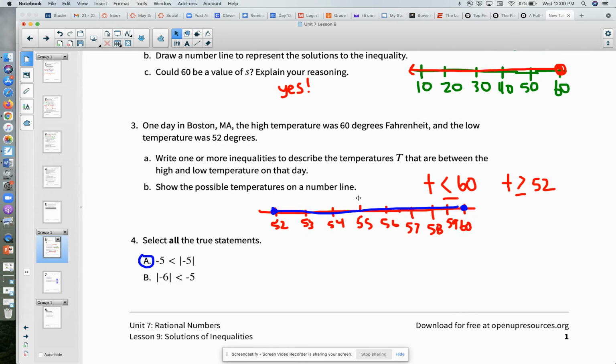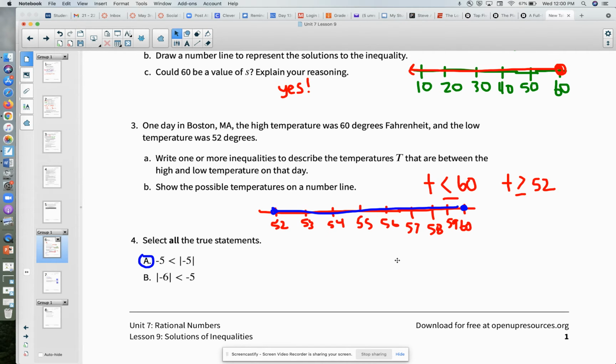On number 3, one day in Boston, the high temperature was 60, the low was 52. Write one or two more inequalities for T. So T can be less than or equal to 60, and T can be greater than or equal to 52. Show the possible temperatures on a number line. You have to write down all the temperatures that are between 52 and 60. So 53, 54, 55, 56, 57, 58, 59, and so on.